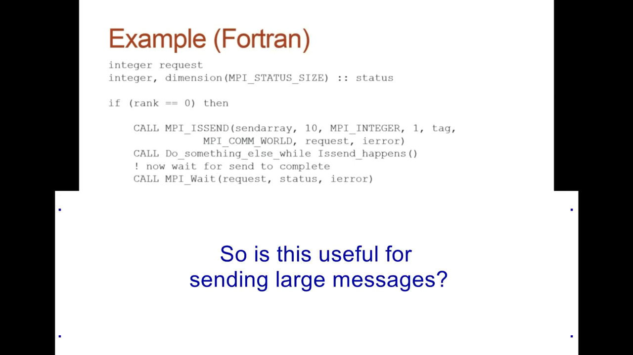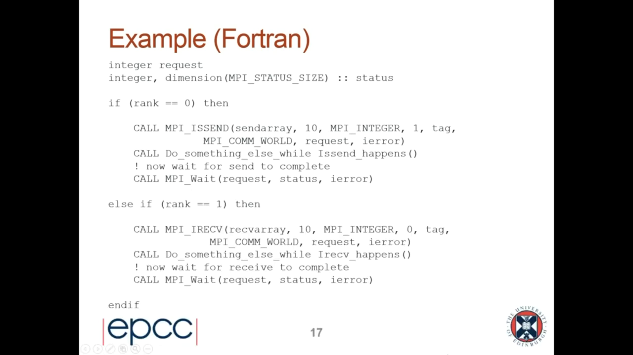So Ben is asking, is this useful for sending large messages? So yes and no. What people immediately think of is that this is going to be useful for overlapping communication and calculation. If I've got a large message to send, I can queue it up and it will happen magically in the background. In practice, it's quite a subtle point, and that often doesn't work. What people most use non-blocking communications for is to break deadlock, to have a functionally correct program which is deadlock free.